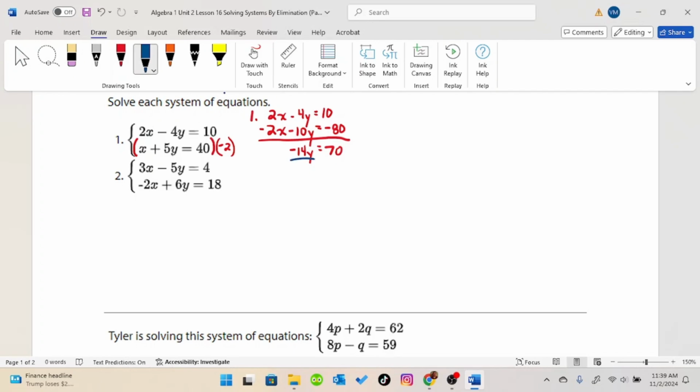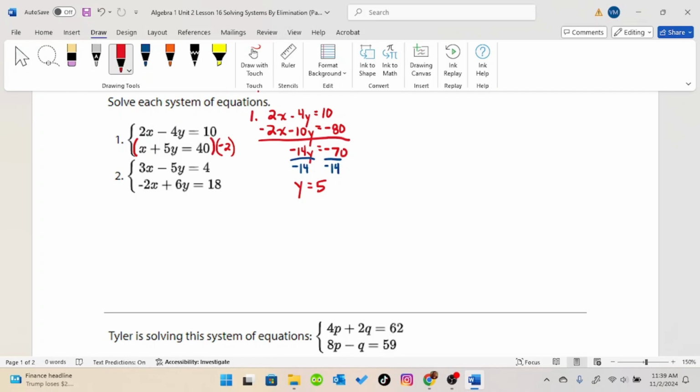Now, the opposite of multiplying by negative 14 is dividing by negative 14. Negative 14 divided by negative 14 is 1, so this just becomes y. This should be negative 70. Let me fix that. Now, negative 70 divided by negative 14 is going to be 5. So we know that our y value is 5.